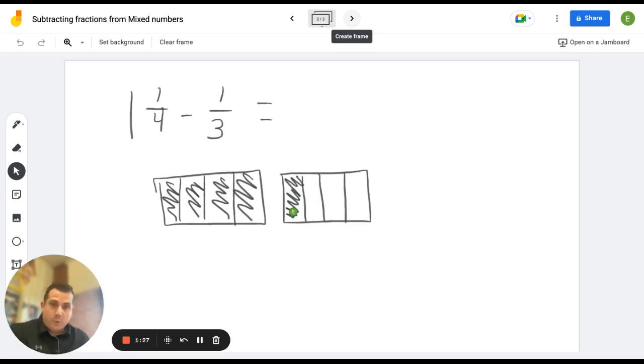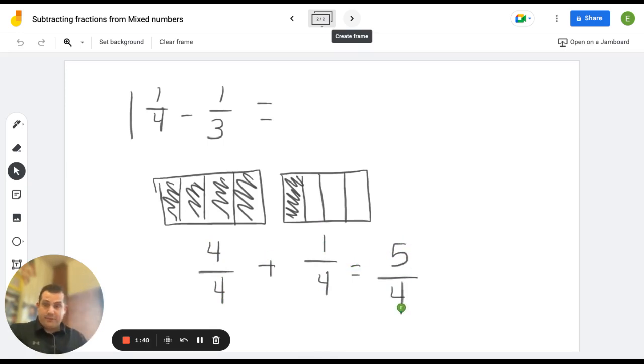All right. So really what I have right here is 4/4 for this whole, 1/4 over here. So now when I add them up, that's going to give me 5/4. So 5/4 is equivalent to 1 1/4. That is that mixed number converted to an improper fraction. So that is my 5/4.